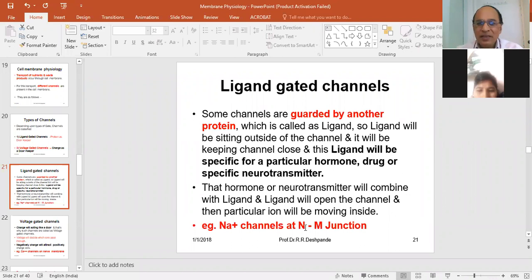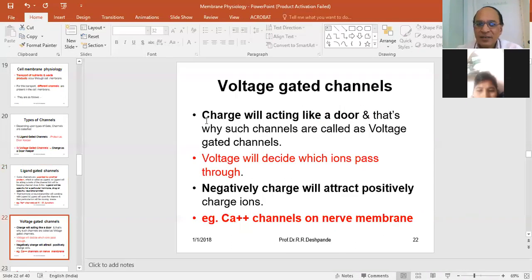For example, there are NH channels at the neuromuscular junction. Nerve and muscles or synapses are there. There is a neurotransmitter. So that gate is a ligand gated channel. Voltage gated channels: positive or negative charge acts like a door, and that is why they are called voltage. Voltage is concerned with the current, electricity. Voltage will decide which ion passes through.